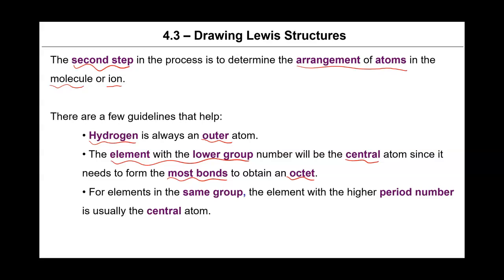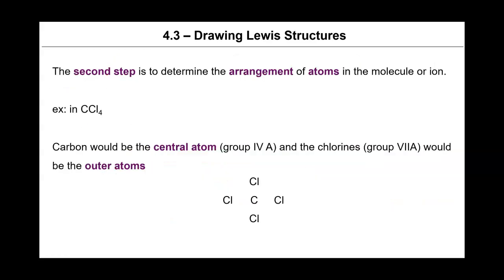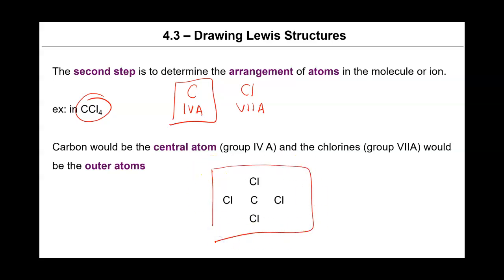Occasionally you'll find that you have 2 elements in the same group, in which case you want to remember that the element with the higher period number is usually going to be the central atom, because it is bigger and it has more space to place all of the bonds around it. So for our carbon tetrachloride molecule, we'll take note that carbon is in group 4A, whereas chlorine is in group 7A. So carbon is going to go in the middle because it has the lower group number, and our chlorines will go on the outside since they have the higher group number.